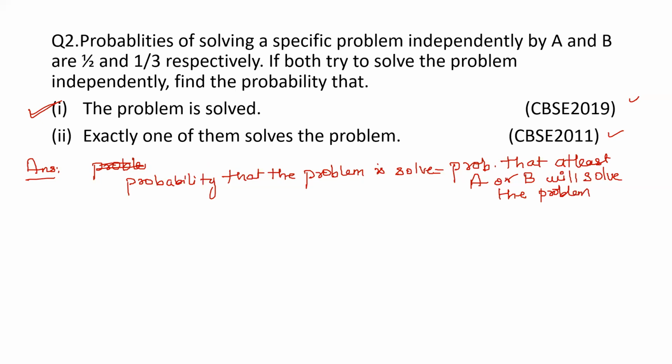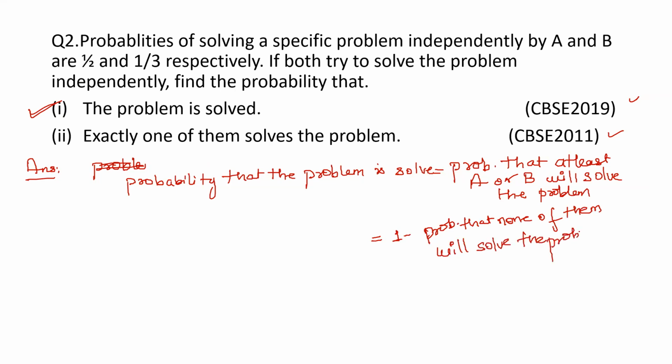Okay, so you have to find the probability that at least A or B will solve the problem, which is equal to, whenever you have at least one, always write one minus the probability that none of them will solve the problem.